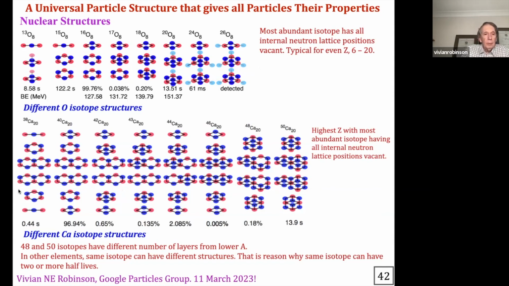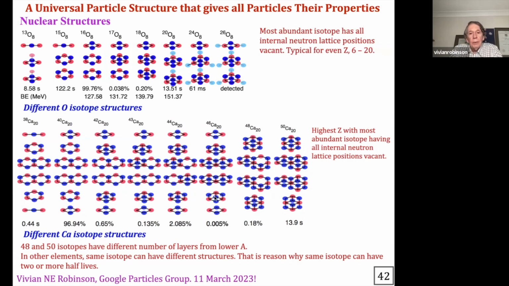Calcium is an interesting one. 2 reasons. First of all, the most abundant isotope has all of its neutron lattice positions vacant in this 6-layered structure. And there we go through, as you go up, it's just like oxygen has, calcium has, and that's all of the even Z numbers 6 and above are in that position.